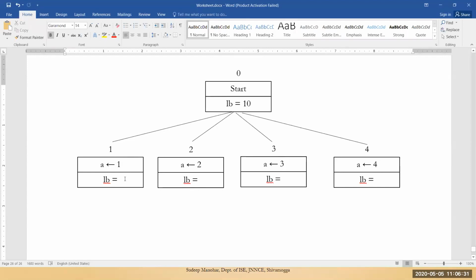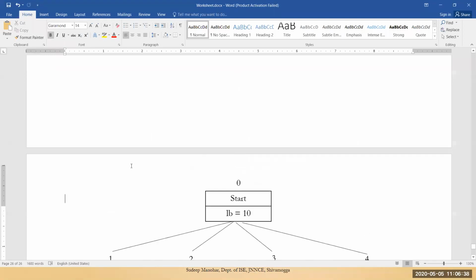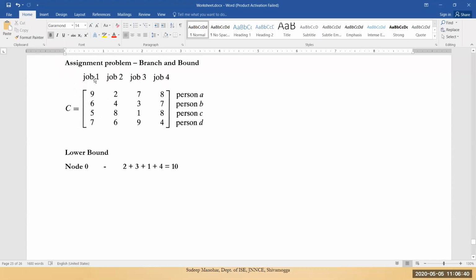Now we have to calculate the lower bound for node number 1. So what is node number 1? A is allotted with job number 1. So let us go to this matrix. Person A is allotted with job number 1. So this means A is allotted with job number 1 at a cost of 9. Then how to calculate the lower bound for this? So it is for node number 1, the lower bound. So allotted job is with a cost of 9. So 9 we have to write.